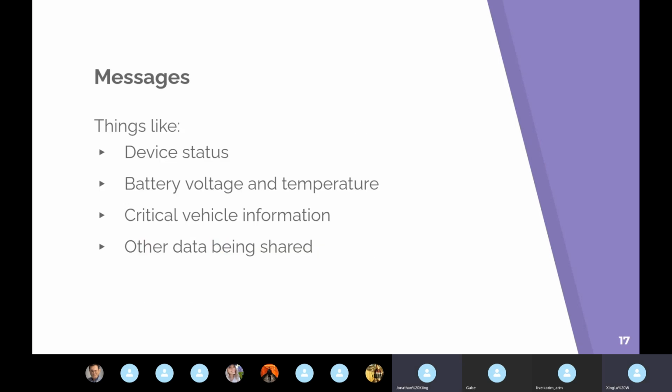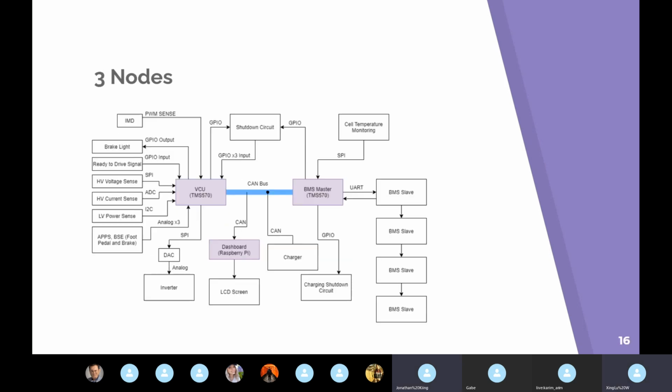Could you go back to that image? Sorry, I just have a question. So that blue line between the VCU and BMS master, that's the CAN bus. But what are those other two lines going to the charger and dashboard? This line should be blue. It's the same bus. It was just not drawn like that when we drew it.